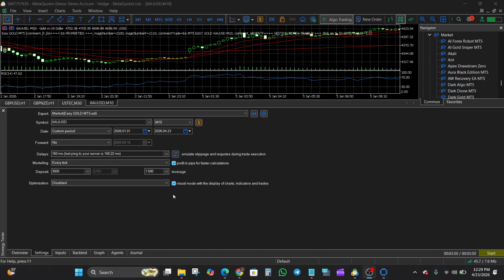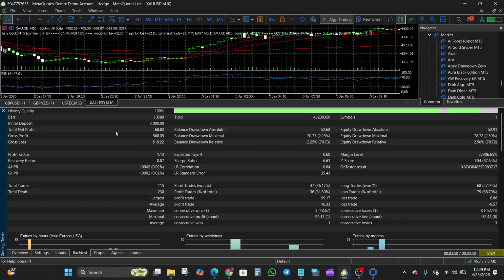Okay, so our results are out and we can see that we had a net profit of about $68.83. That's giving us roughly 2 point something percent, right, of the deposit. Now we had 115 total trades, 47 short trades, just at 6% win rate for the short trades. We had about 68 long trades and 27.94% win rate for the long trades.